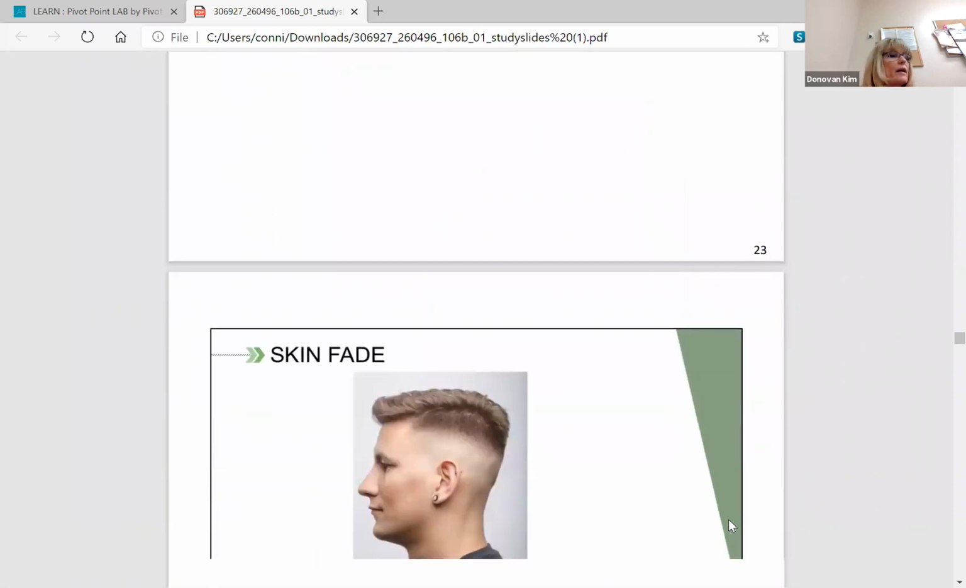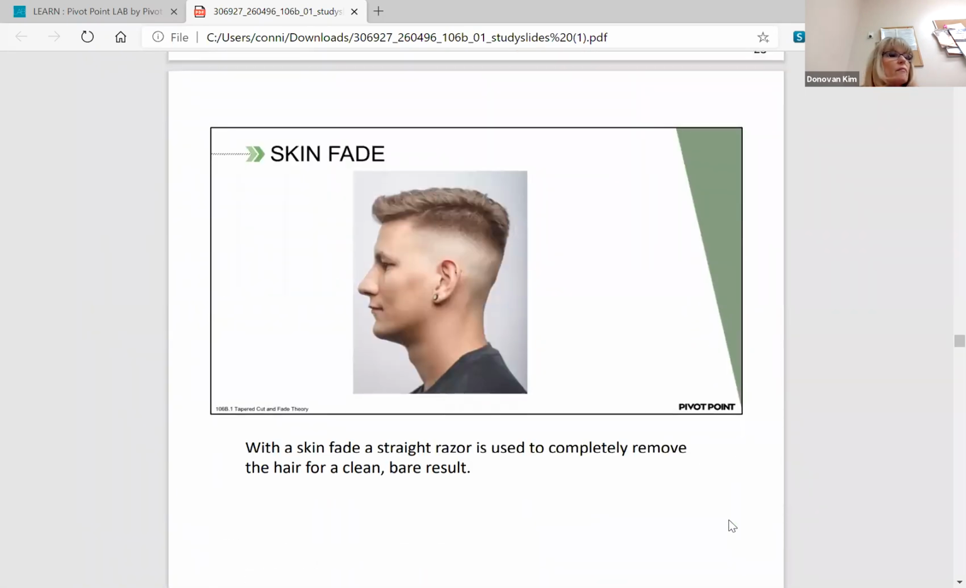Okay. Skin fades. These are bald fades, but skin fades and bald fades, people use that term interchangeably, right? But the difference between a bald fade and a skin fade is a straight razor. You're going to hear people say, I want a bald fade with a straight razor, or I want a skin fade with a straight razor, or whatever they're going to say. But really a skin fade is with a straight razor that's completely bare.